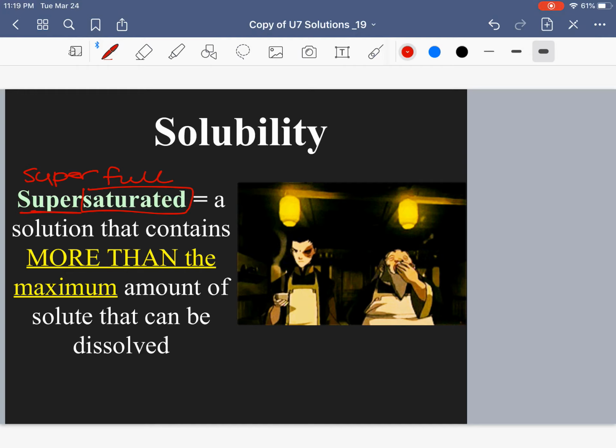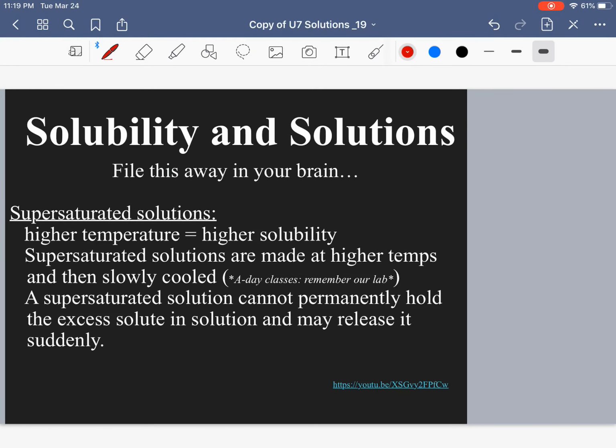Super full. So remember, if you think about the lab that we did, that was the solution that before the lecture, we went back and we heated it up and allowed it to dissolve so that during lecture, it cooled down to room temperature. So that was that super full solution, and then we heated it up so that it would dissolve all of that extra. And think about how unstable it was once it spit it all out. So when we refer to solubility in solutions, higher temperature equaled higher solubility.